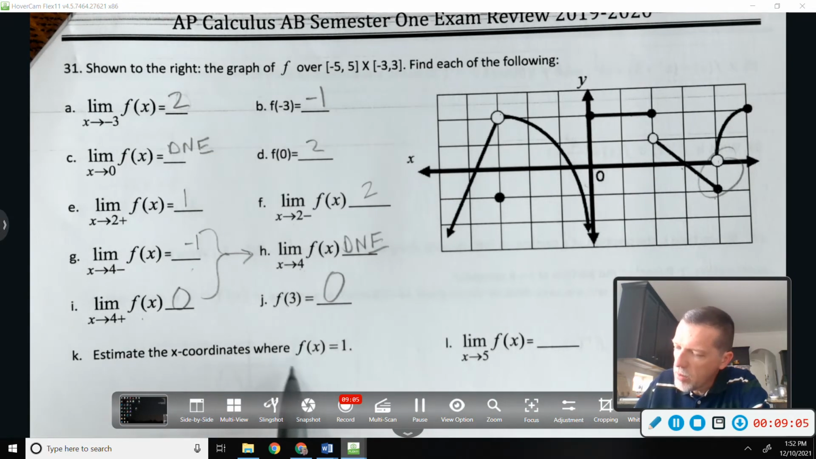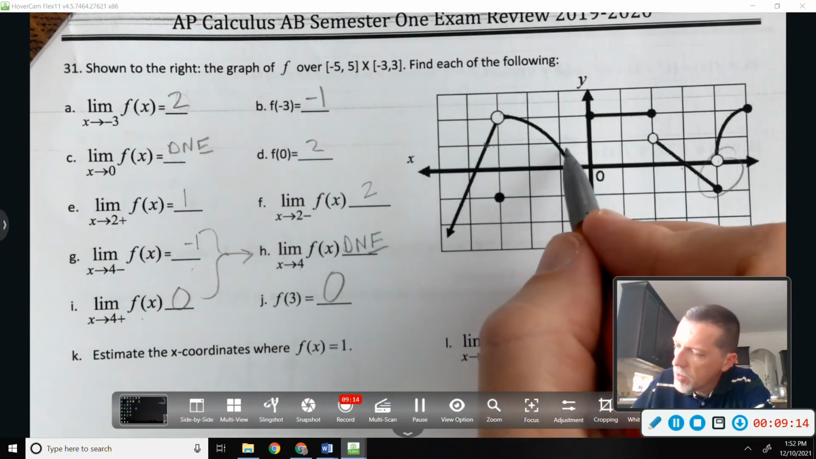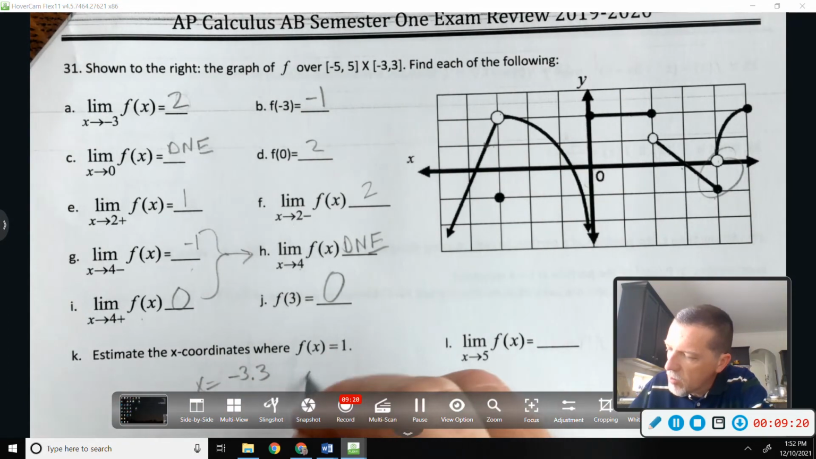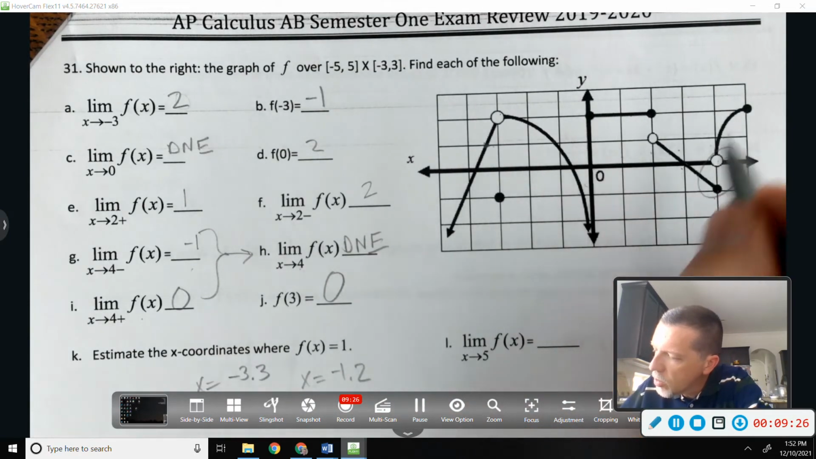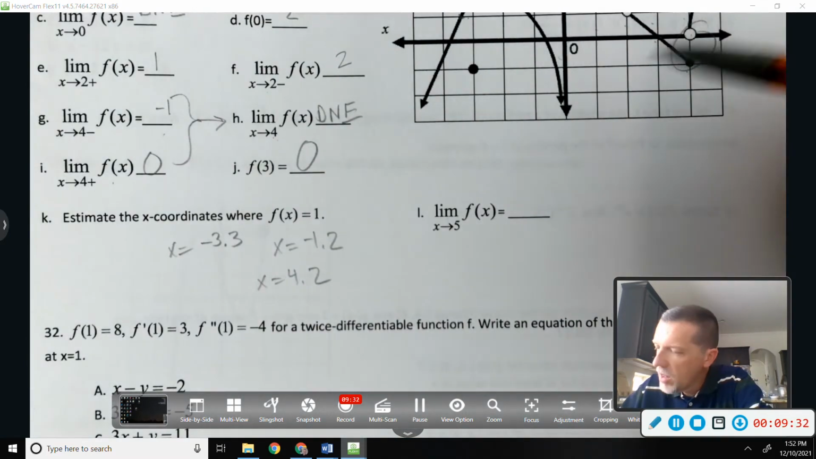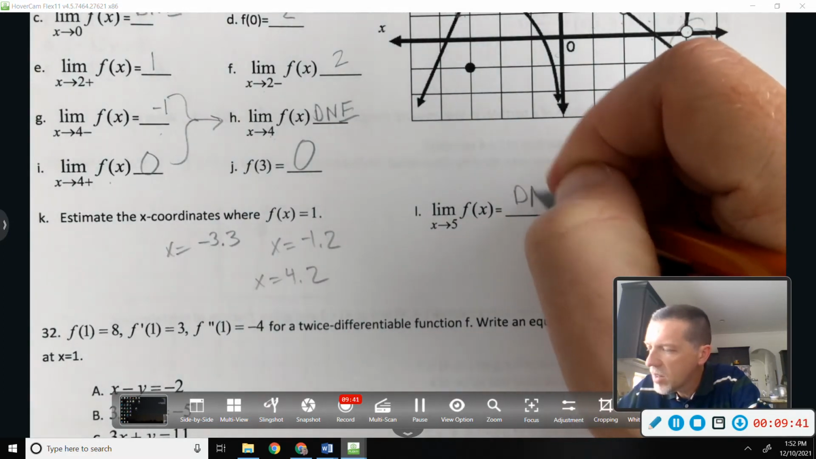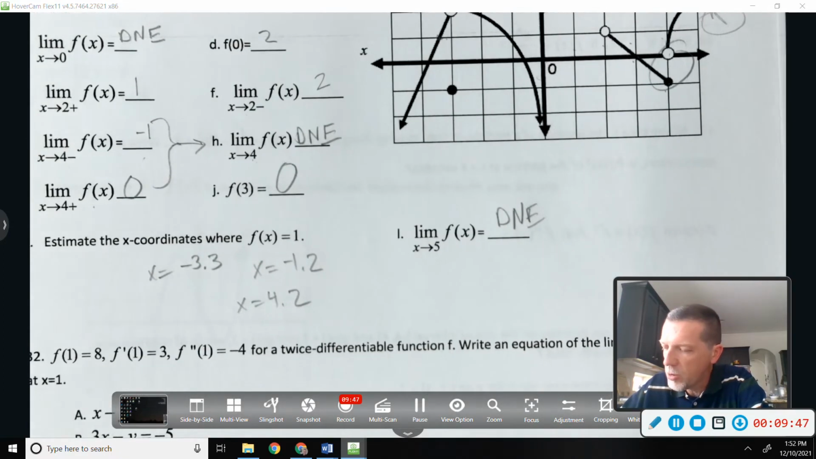Estimate the coordinate where f of x equals 1. That seems a weird question, but that'd be right there at 1, 2, 3, negative 3 point something. And right there at negative 1 point something. And right there at 1, 2, 3, 4 point something. Kind of a weird question. Limit as x approaches 5. 1, 2, 3, 4, 5. Tricky. That's D and E because we don't know what's going on over here. If we come in from the right, there is no right to come in from.